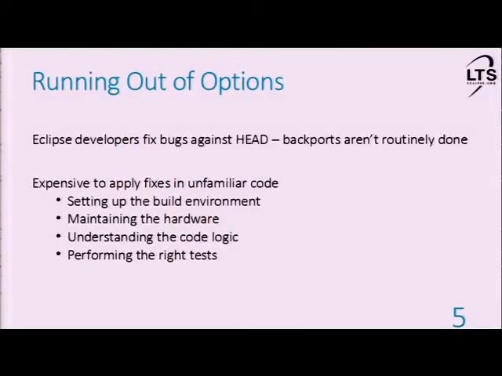So we found that as we were facing issues building commercial products on top of open source Eclipse, we were running out of options that made sense. Typically, Eclipse developers will be making changes and fixes in the head stream. That's where their attention is. They're not really interested in looking at what they did 3 years ago and figuring out why that function that doesn't even exist anymore was now not working quite right. And so it becomes very expensive to apply fixes to unfamiliar code. Even the team that is owning that code might not be able to make too much sense of it.